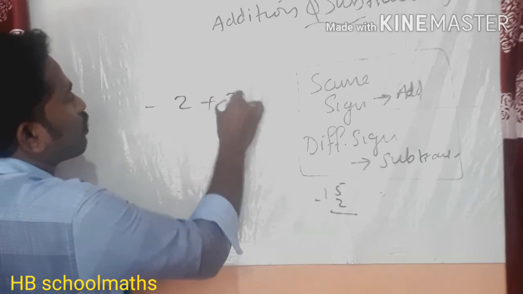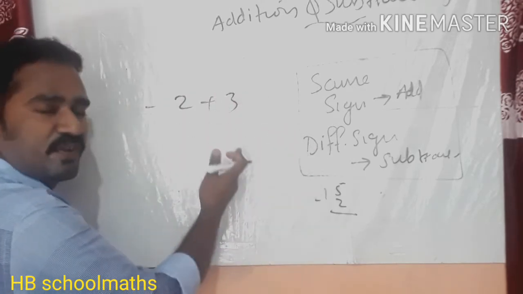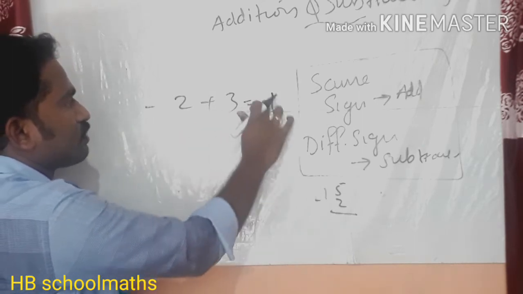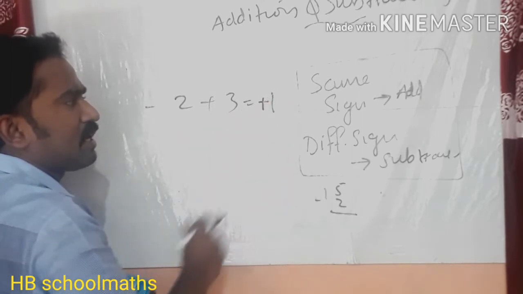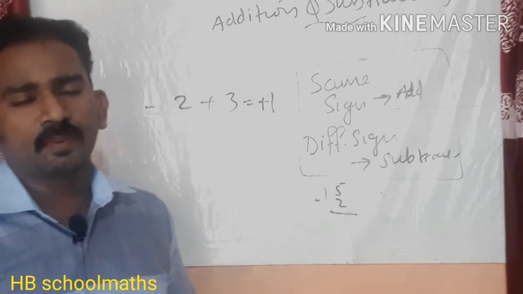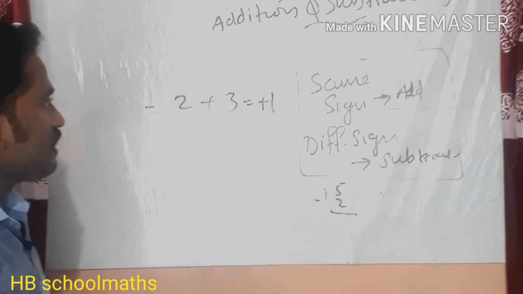See, minus 2 plus 3, one question. What will you do? Different sign, so subtract: 3 minus 2, answer is 1. The absolute value of 3 is greater, it is positive, so answer is positive. Either you can keep the plus symbol, or if you are not keeping it, it is correct also, because for a positive number we will avoid the plus symbol before the number. Okay, that is easy, no?